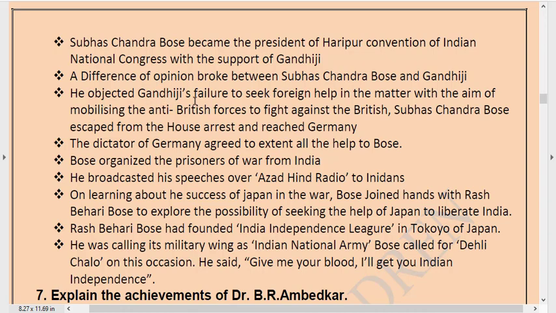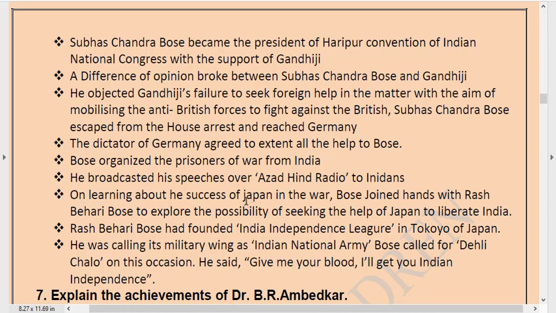He objected to Gandhiji's failure to seek foreign help with the aim of mobilizing the anti-British forces to fight against the British. Subhash Chandra Bose escaped from house arrest and reached Germany. Dictator Germany agreed to extend all help to Bose. Bose organized the prisoners of war from India. He broadcast his speeches to Indians over Azad Hind Radio.